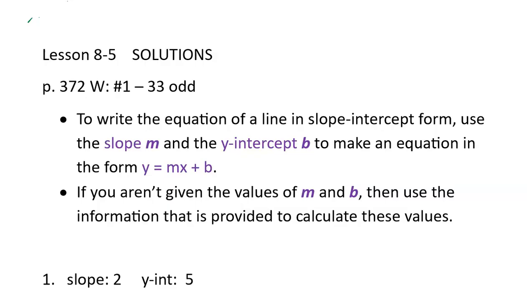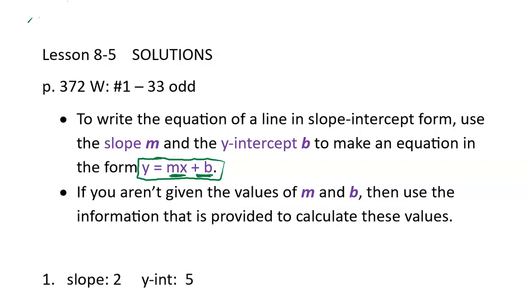To write the equation of a line in slope-intercept form, use the slope and the y-intercept to create an equation that has this format. The letter y will start the equation, and then there'll be an equals, and then you have the x term. Use the value of slope in front of the letter x, and then you have the constant term, and that will be the value of the y-intercept.